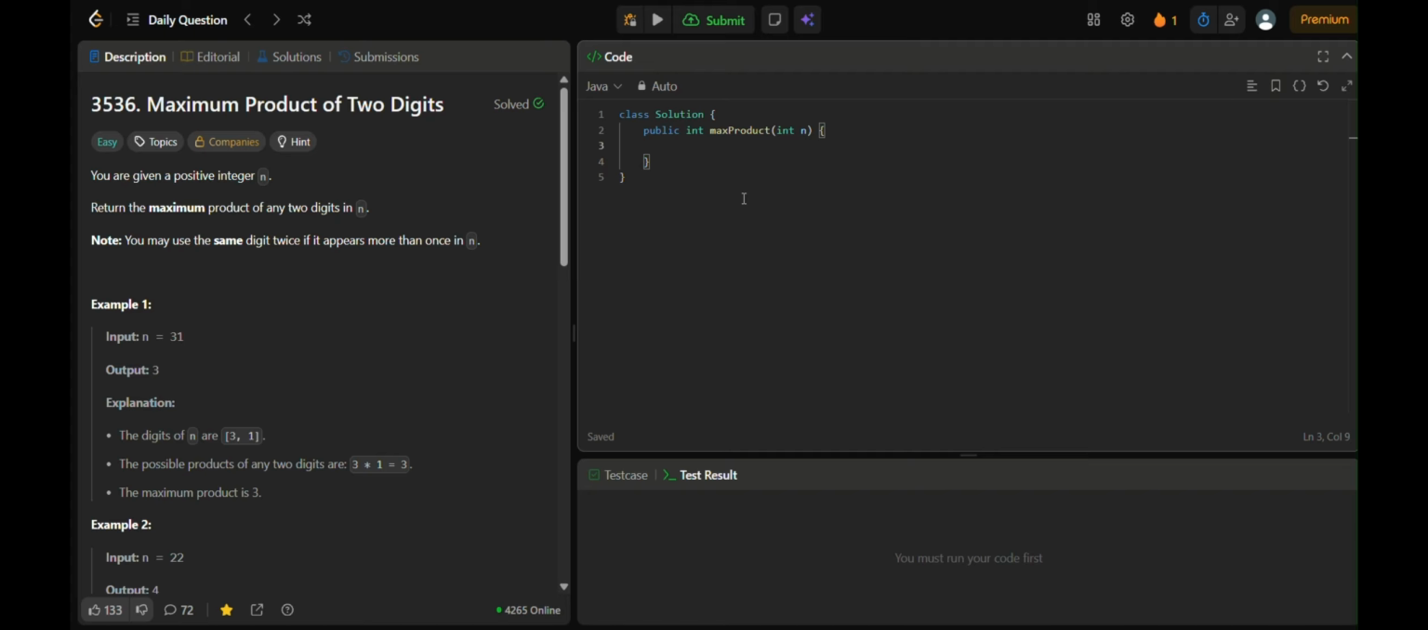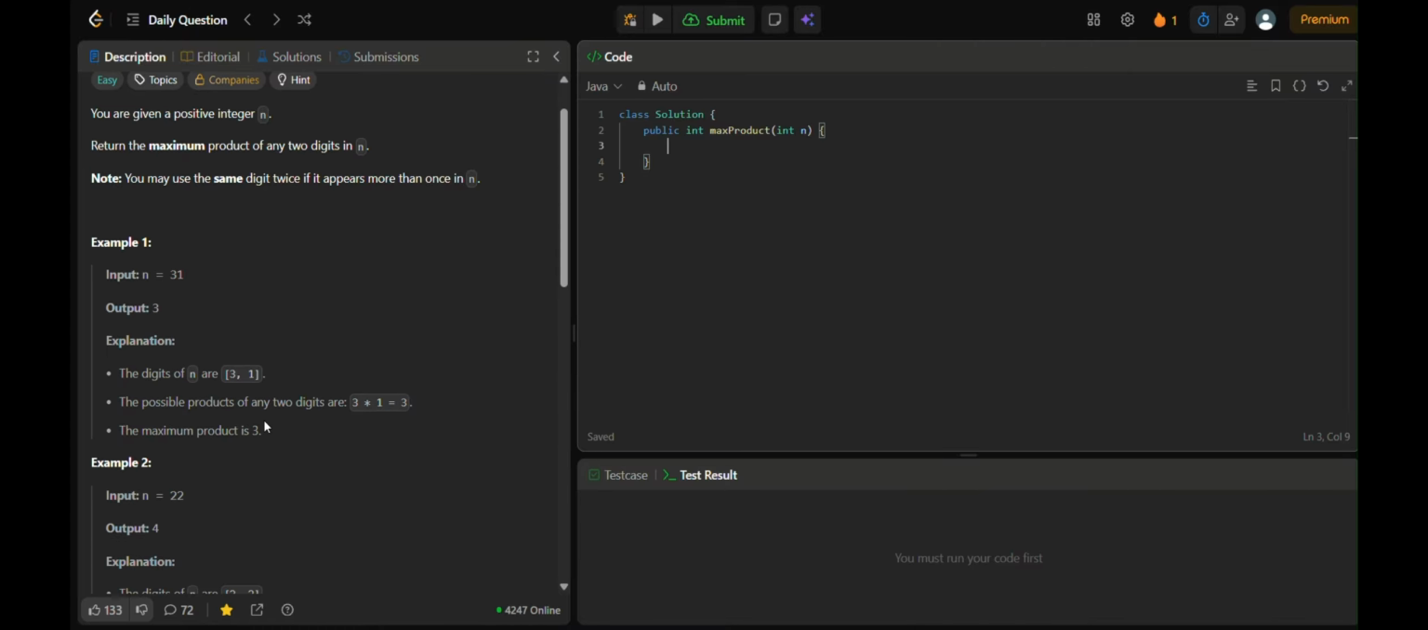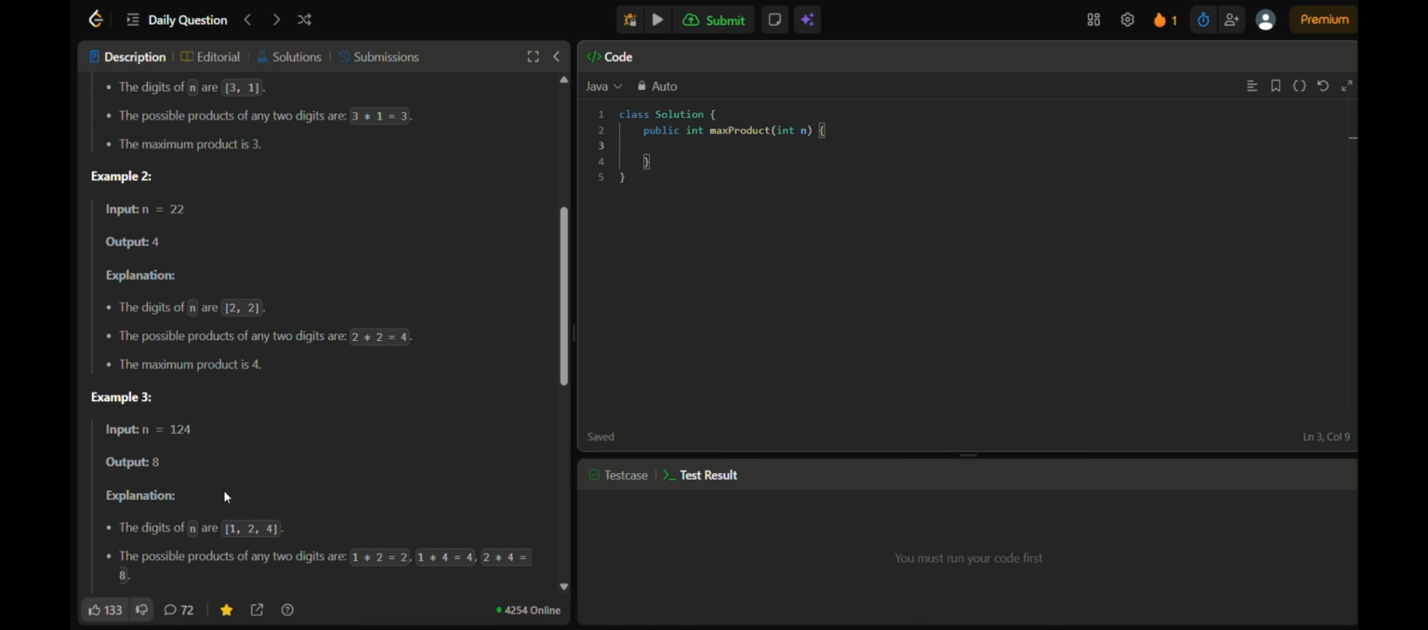Good morning, guys. Today we're going to look into the problem LeetCode 3536, the maximum product of two digits. In this problem, we need to find the maximum product of any two digits in number n. Look into the first two test cases. The digit count is 2, so we can easily find the maximum product of the two digits.